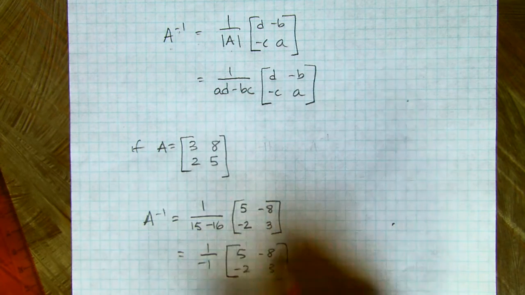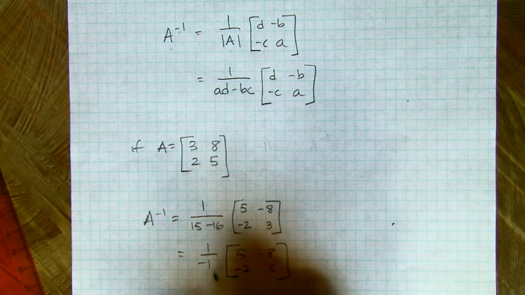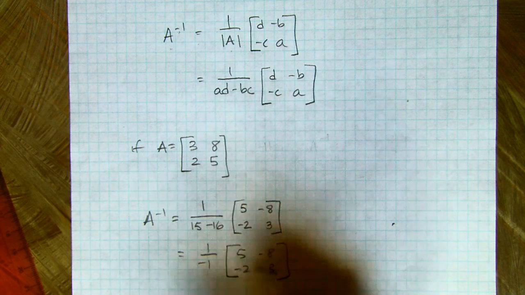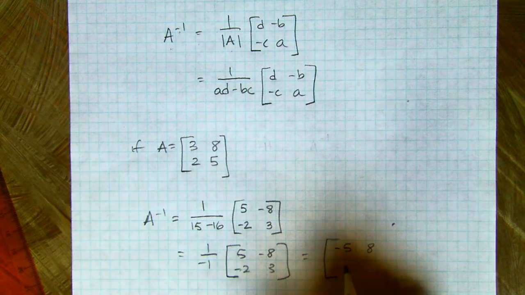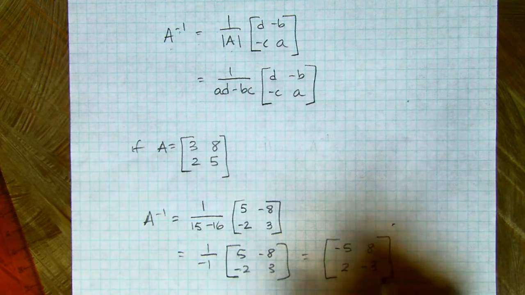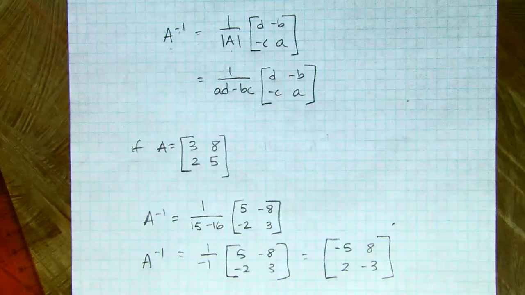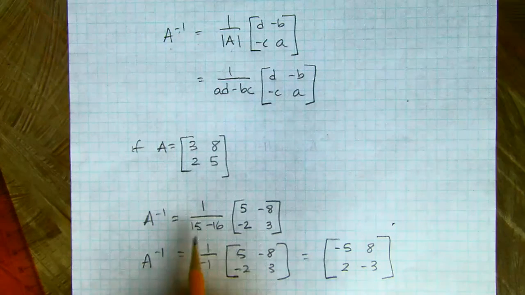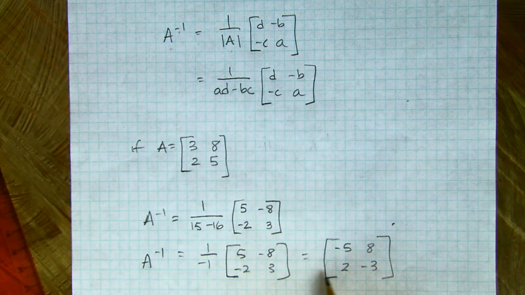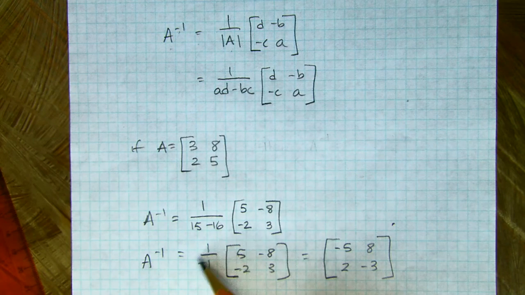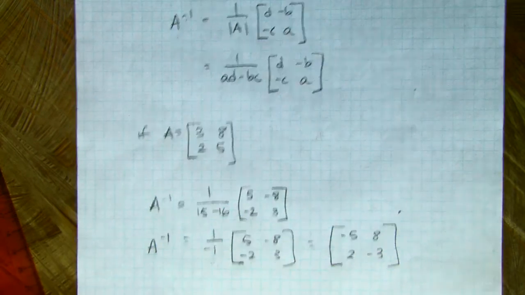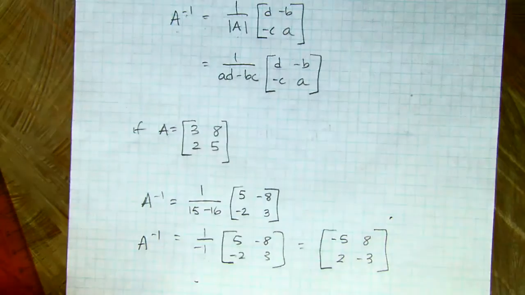And then that's scalar multiplication, this is just negative 1. So when I multiply each element by negative 1, I'm going to get a negative 5, an 8, a 2, and a negative 3. So if A is 3, 8, 2, 5, the inverse of A is negative 5, negative 3, 2, and 8. Now, that might seem a little coincidental, but that's largely because our determinant was negative 1, not too much changed. All right, so how do we go about using the inverse?